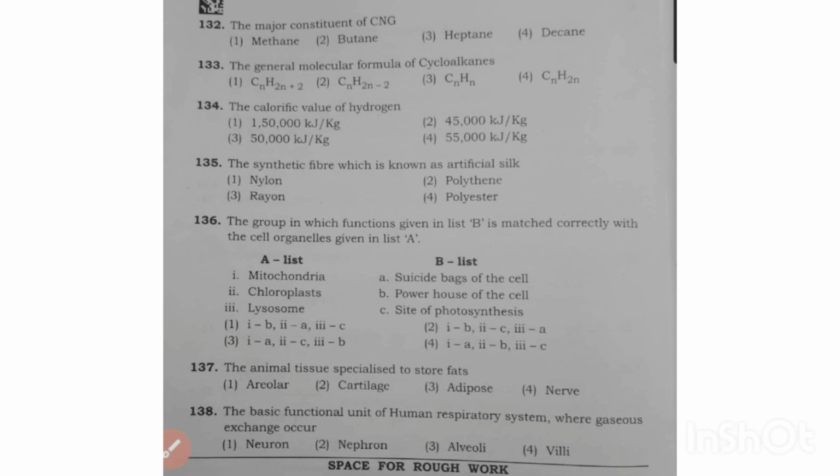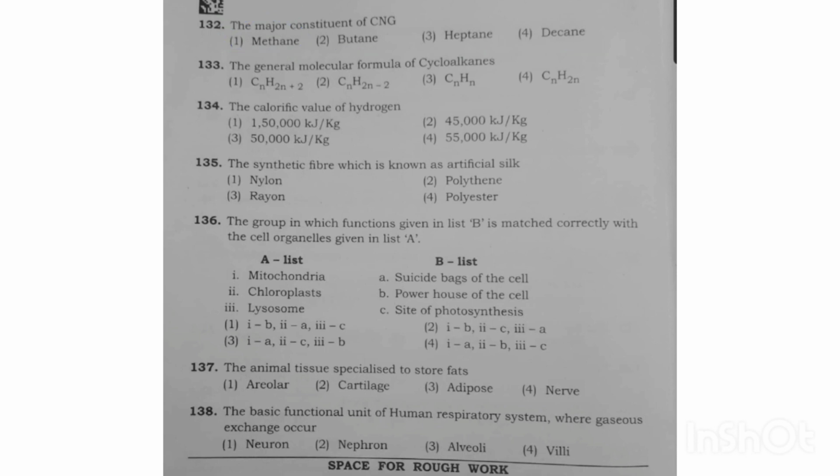Okay, so here the 130th question is: the major constituent of CNG. Here we have to find out the major constituent. The options are methane, butane, heptane, decane. The major constituent of CNG is methane.